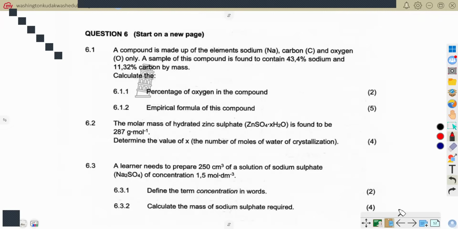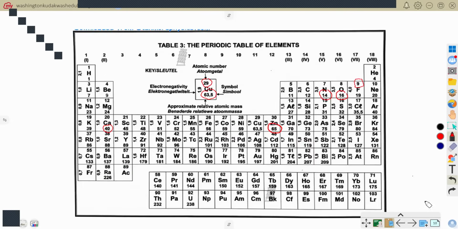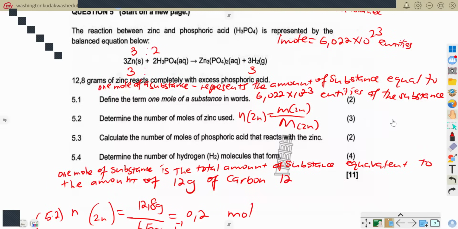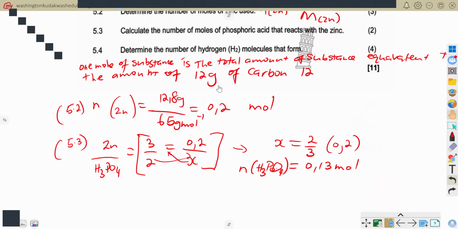You can see that this one says the number of moles is equal to the number of entities over the Avogadro's constant. And this is the Avogadro's constant, which is 6.02 times 10 to the power 23 per mole. So that is the formulation that we use when we are calculating the number of what? Of entities. So let's use that formulation to calculate the number of hydrogen molecules that are formed.